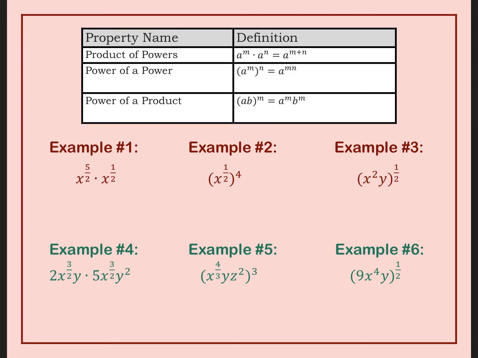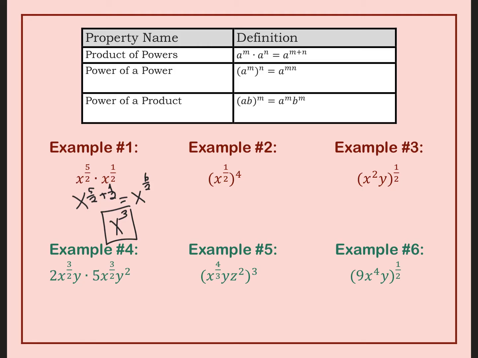I'm going to start off with some very basic questions, okay? Example number 1. When you are multiplying the same variable, you are going to add your exponents. This is the product of powers. So again, when you multiply, you add the exponents. 5/2 plus 1/2 is equal to 6/2, which reduces to x to the 3rd power, okay?